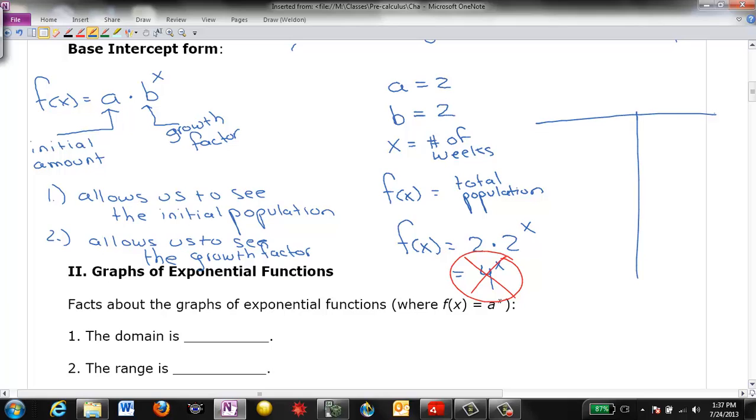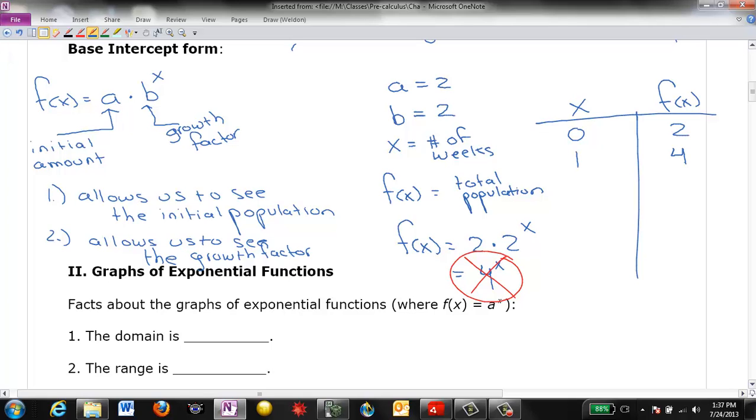I always like to look at a table. So we're going to have our inputs and our outputs here. There's x and there's f of x, right? So at the beginning of our experiment, as we're analyzing this population, we know 0 weeks have passed by. This is the initial starting point, 0. And at 0, we said that we were going to start with a population of 2 rabbits. Okay? 1 week passes by, and I said every time a week passes by, our population is going to double, right? So we would expect f of x to go to 4, because we're doubling our population.